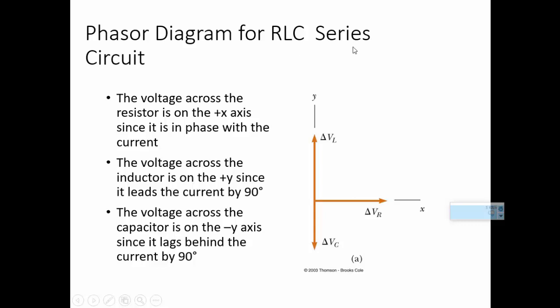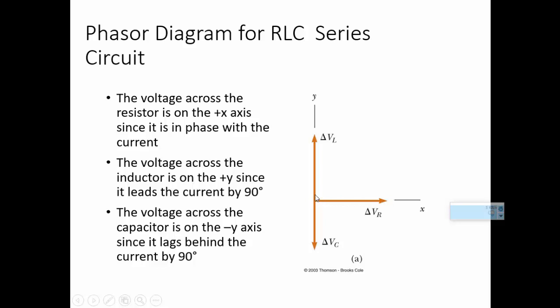The phasor diagram for an RLC circuit, how does it look? You need to map them on a phasor so that you know exactly what's going on. So for example here, guys, we can say that the voltage across the resistor is on the x-axis. If we took the current in the same direction, then the voltage across the resistor would be in the same phase as the current, so that doesn't change, and therefore we put it on the x-axis.